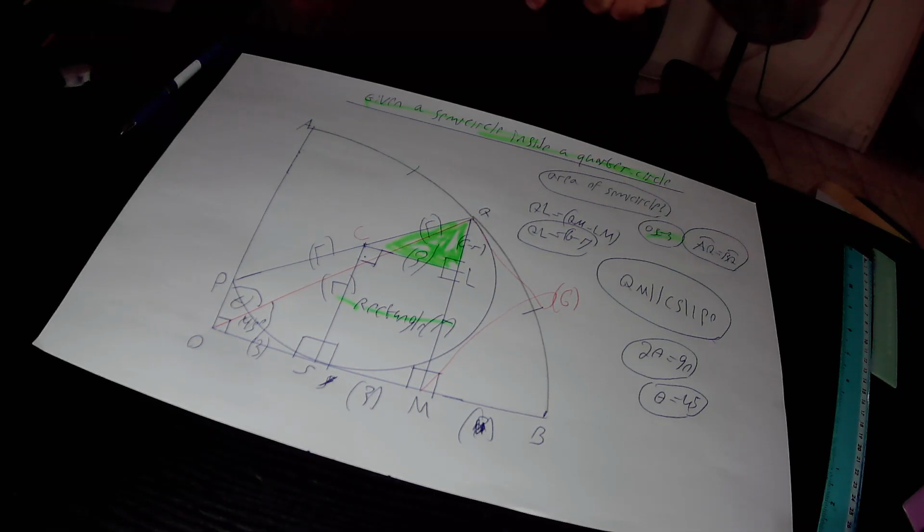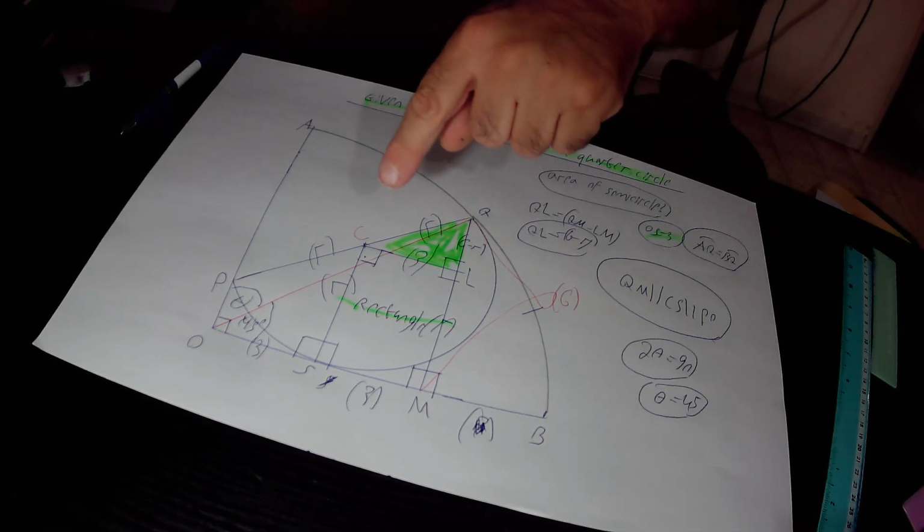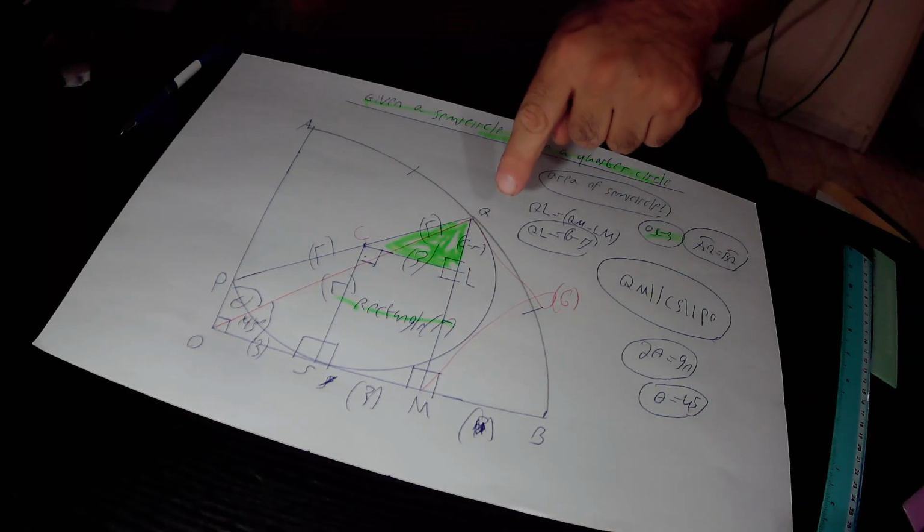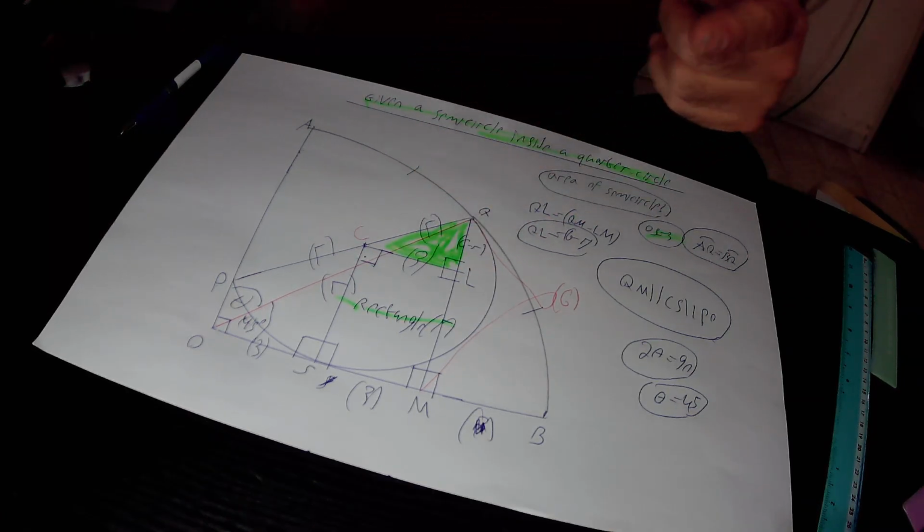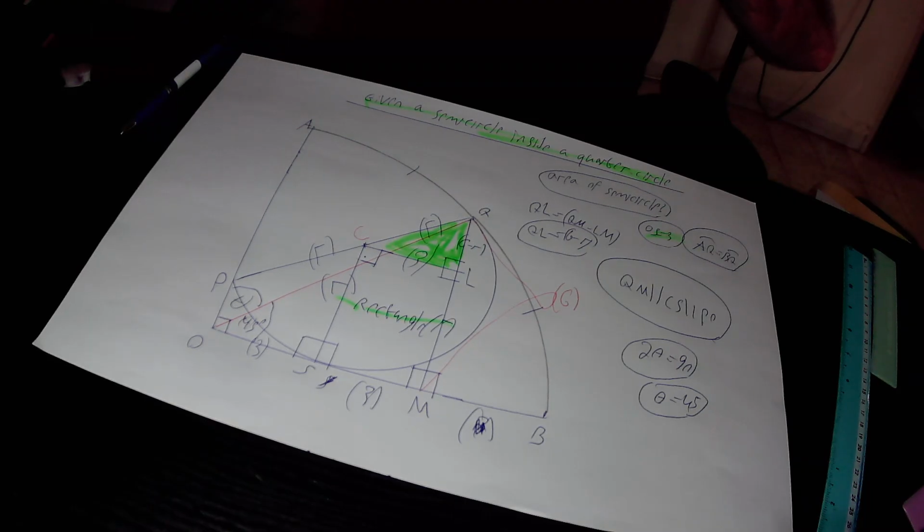Likewise, in the same rectangle CLMS, side CS must be equal to the opposite side LM, but CS is R, therefore the opposite side LM must be equal to R units in length.